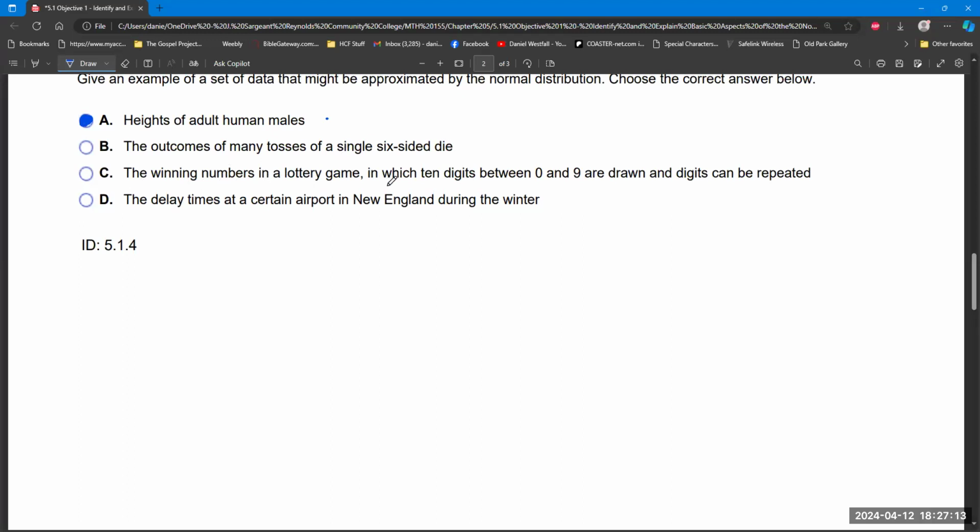Winning lottery numbers in a game in which digits between 0 and 9 are drawn, the digits can be repeated. That's not going to be normal. That's going to be skewed. It's going to have a shape like that. And the delay times at a certain airport in New England during the winter, that's not going to be normal, because more of the data is going to be over there, because we would expect more delays.